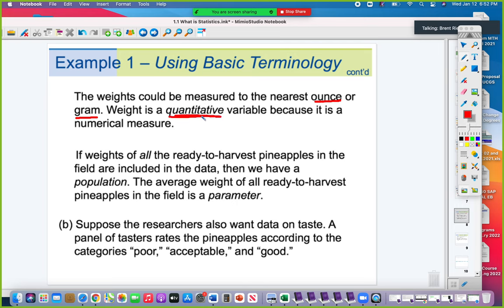This is quantitative, so we're reinforcing that idea of what kind of variable is this? It's quantitative, because it's a number. It's going to be to the nearest ounce or to the nearest gram, okay? If weights of all the ready-to-harvest pineapples in the field are included, then we have a population. So if all of the pineapples are weighed, we have a population. If we have that weight averaged, then that average is a parameter.